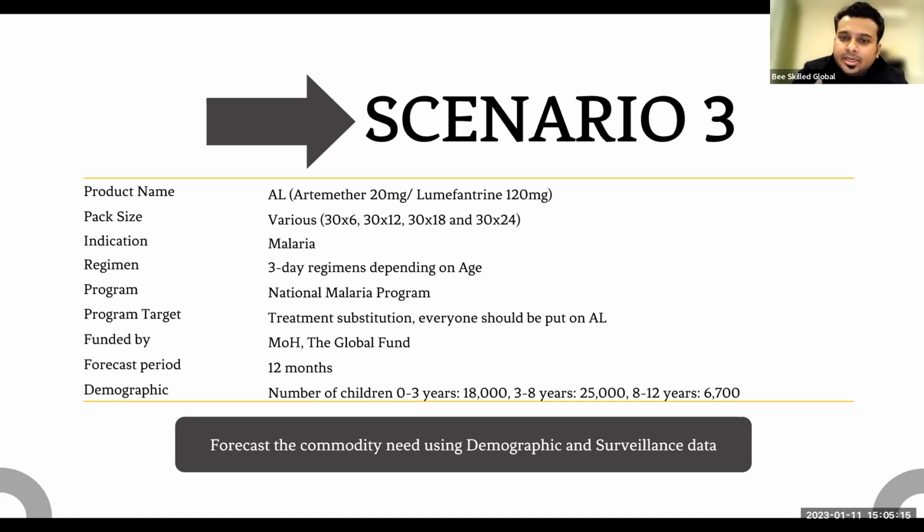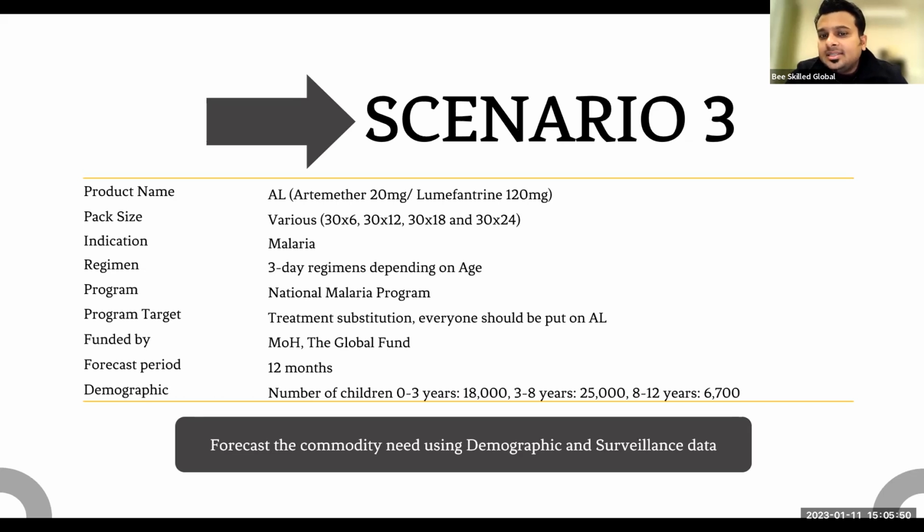Now, in this scenario, there is no consumption data. There are no service data. There's nothing. We literally have nothing. We just know the number of children that are there. We know the prevalence rate of malaria in district X. So if you look at the Excel, you will see that the forecast is prepared using that prevalence data and population data.